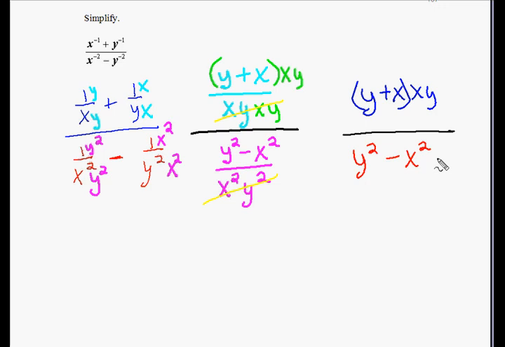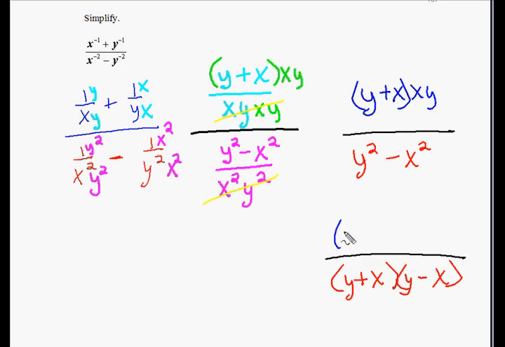Okay, we're not quite done yet. Anytime that you have a fraction, you want to make sure that it's reduced before you give me an answer. And I notice here that this denominator factors again. So let's write that down. Difference of perfect squares. That would be a y in the front, x in the back. One's a plus, and one's a minus. And in the numerator, we still have y plus x times xy.